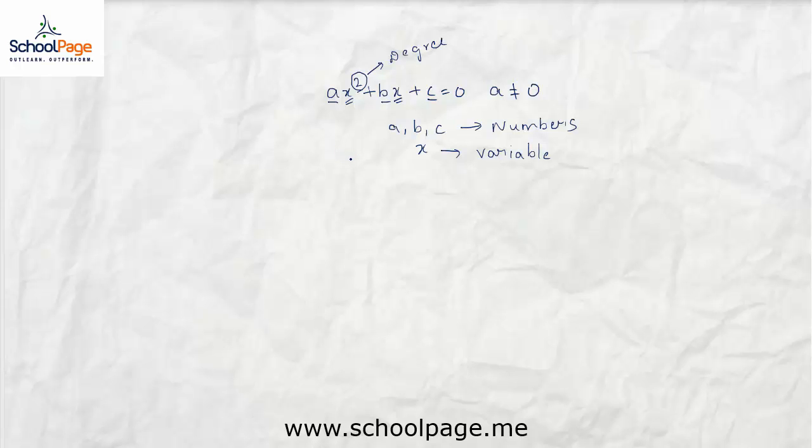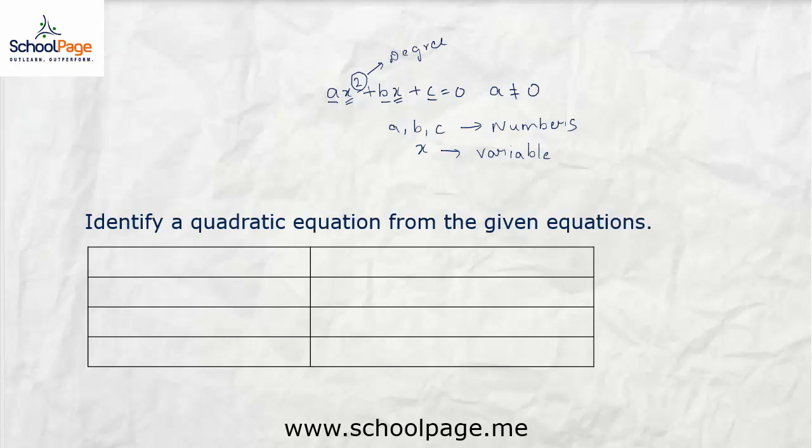Now let us look at some equations and try to identify if they are quadratic equations. Let us consider the equation 2y square equal to 6 plus 7y. In this equation, the highest degree is 2. Hence, this is a quadratic equation. But it is not in the standard form ax square plus bx plus c equal to 0. So, let us rearrange the terms. We write this equation as 2y square minus 7y minus 6 equal to 0.